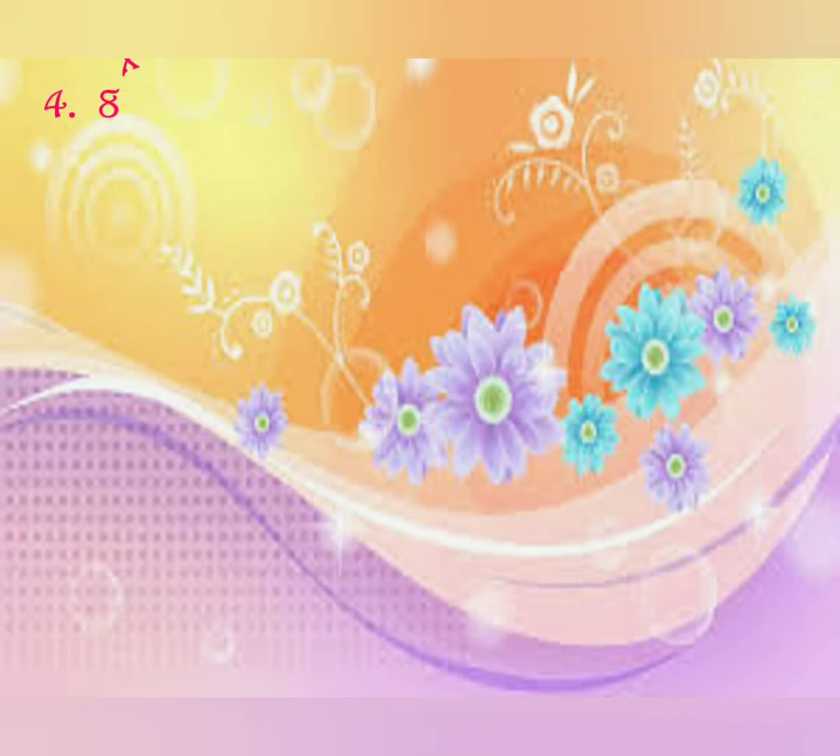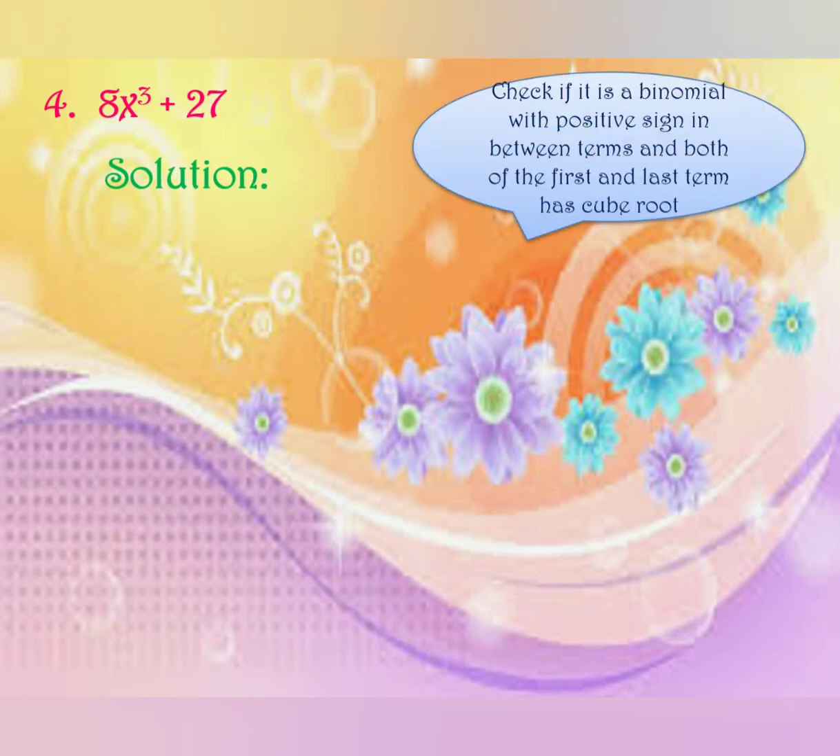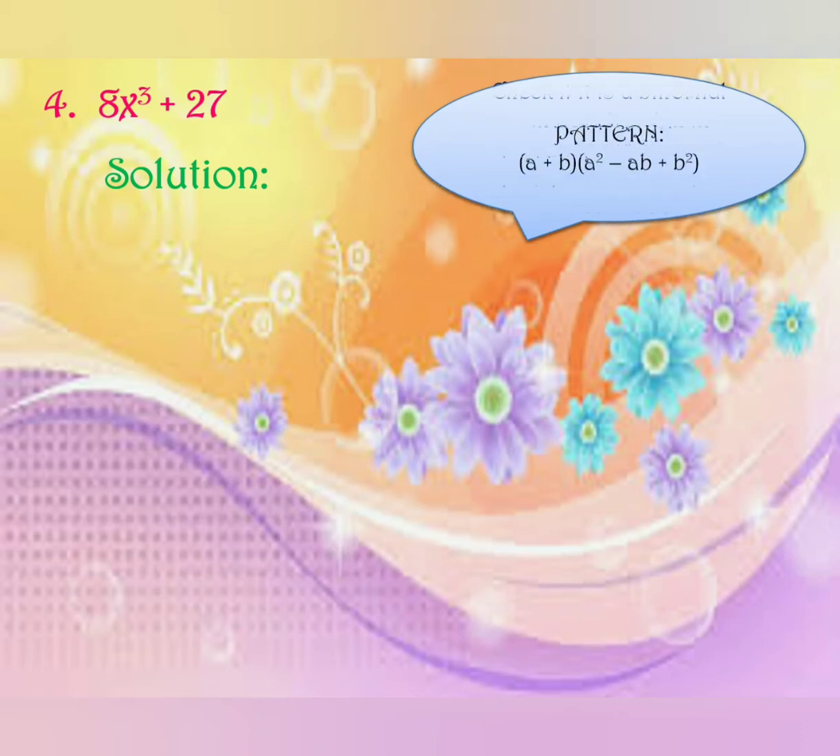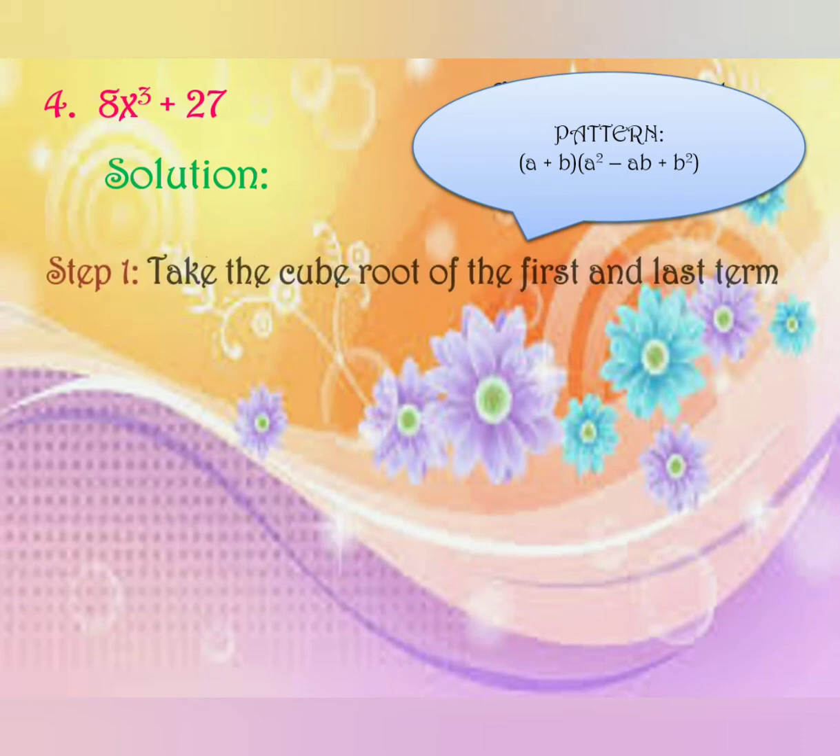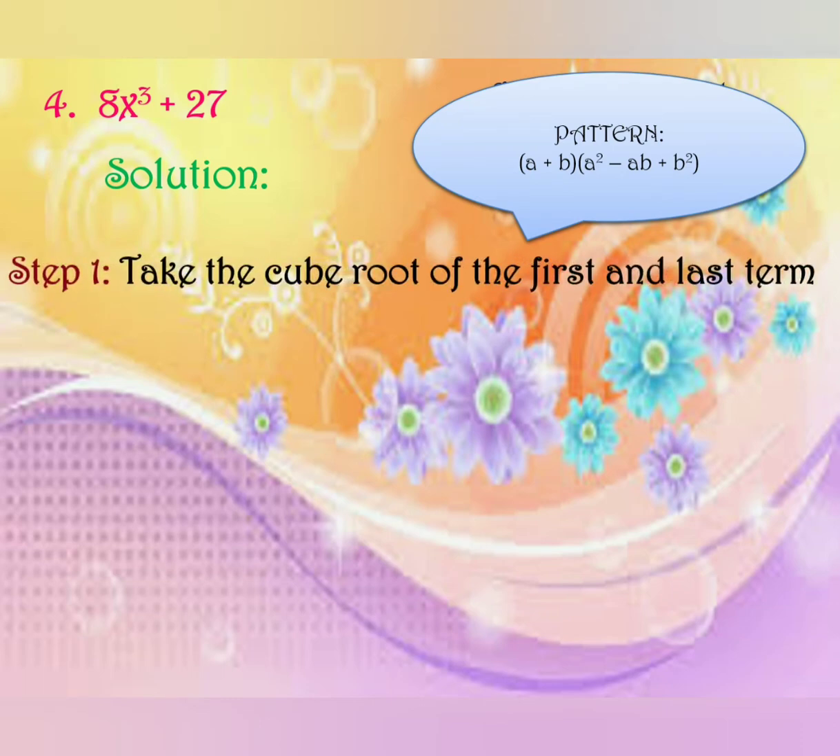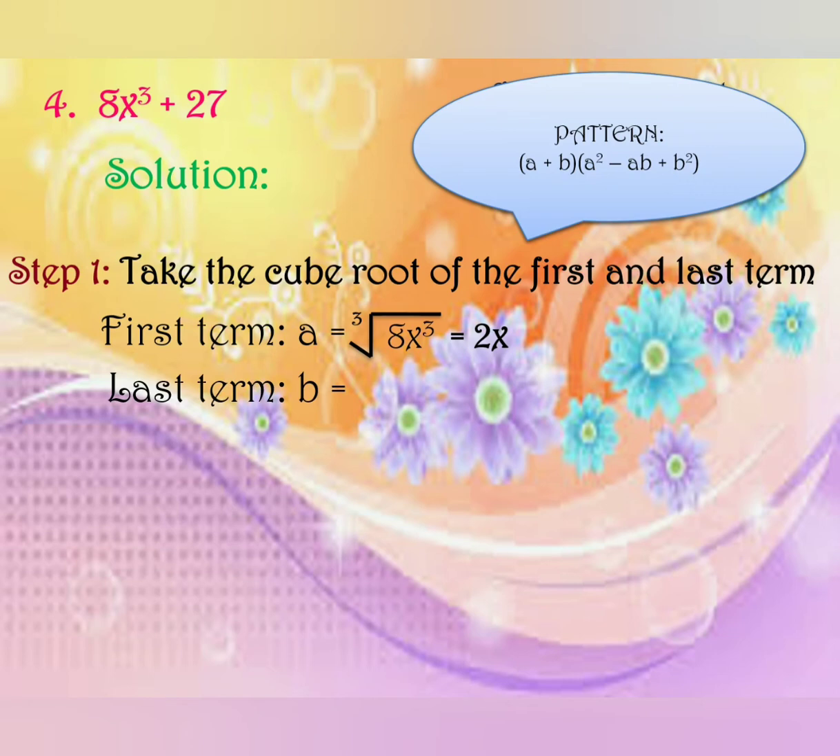Number 4, 8x cubed plus 27. Solution. Always check if it is a binomial with a positive sign in between the terms and both the first and last terms have cube roots. So you can use the pattern quantity a plus b times quantity a squared minus ab plus b squared. Step 1, take the cube root of the first and last term. Our first term is 8x cubed, so the cube root of 8x cubed is 2x. Our last term is 27.